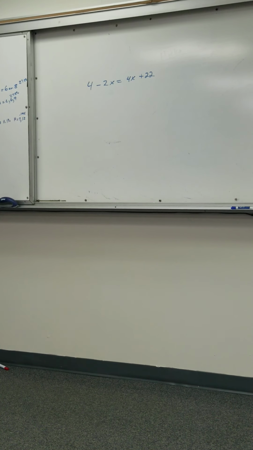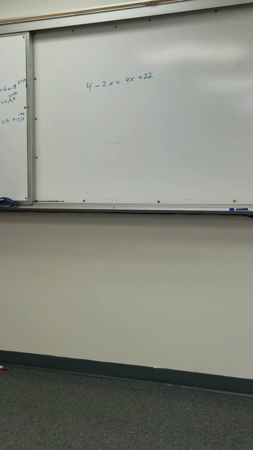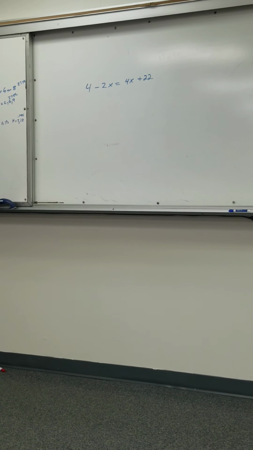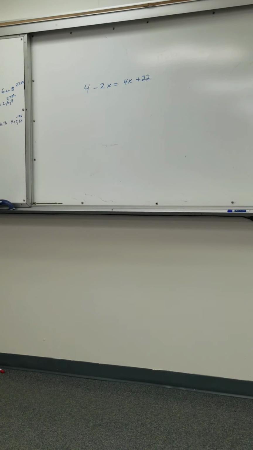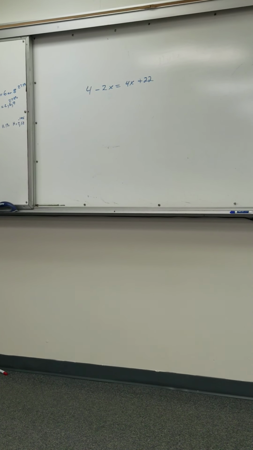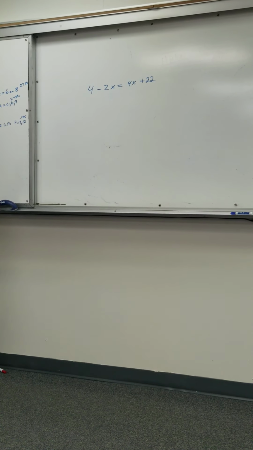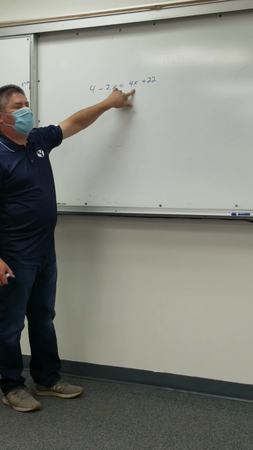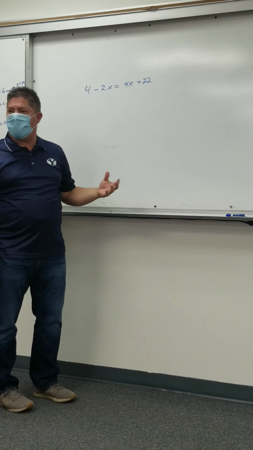Now, which one is further to the left on the number line? The negative 2x or the positive 4x? Negative 2x. So that's the one I want to get rid of. It'll keep things positive if you do that. Always pick whichever one's further to the left on the number line and get rid of that one.